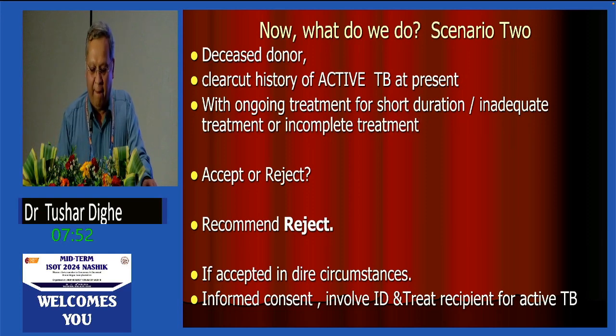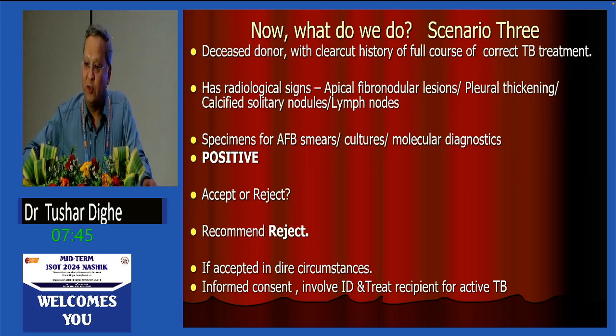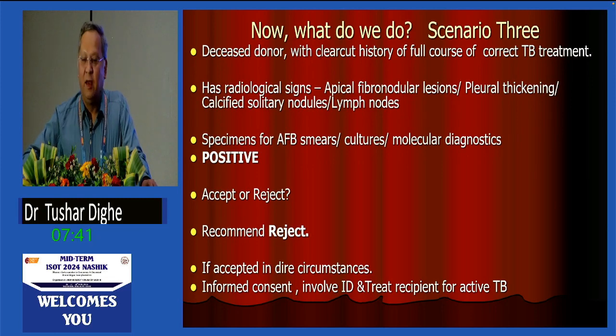treat the recipient. The third scenario is this patient has taken a full course of TB, but has radiological signs in the form of apical fibronodular lesions, pleural thickening, calcified nodule or lymph node. Then we get the specimens for AFB smear, culture or molecular diagnostics, and if they come positive, we recommend reject.